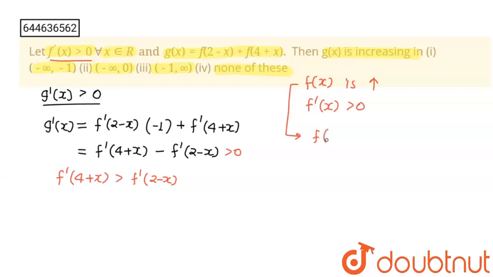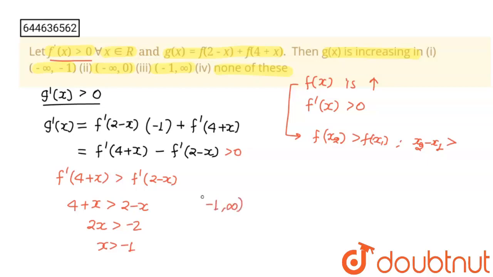So if f of x2 is greater than f of x1, then x2 is greater than x1, or x2 minus x1 is greater than 0. So from here we can write 4 plus x is greater than 2 minus x. Minus x will go that side, we will get 2x greater than 2 minus 4, which is minus 2, and I will get x greater than minus 1. So range is minus 1 to infinity. So in this range, this g(x) function is increasing, and option third is correct.